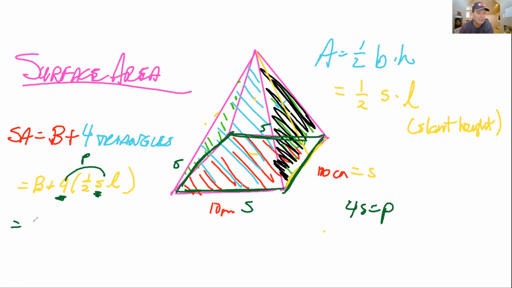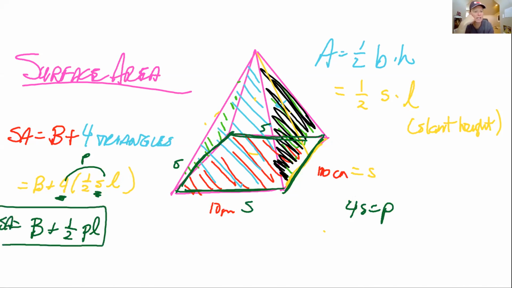it's not that bad. It's the area of the base, we know that, that's the red striped area, plus 1/2 PL. That's the surface area of a pyramid. So let's think about this.